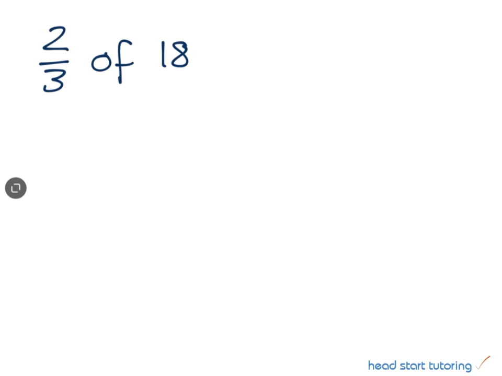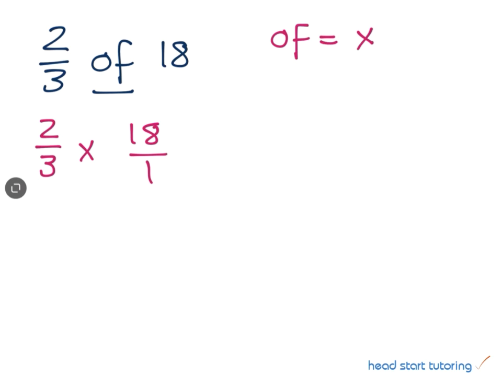When we are working with "of", we need to understand that "of" is the same as a multiplication. So when we are working out 2/3 of 18, we can say 2/3 times 18 over 1. And then we can cross cancel. So 3 fits into itself once, 3 fits into 18 6 times. 6 times 2 is equal to 12, and 1 times 1 is equal to 1. So 12 over 1 is equal to 12. So 2/3 of 18 is equal to 12.